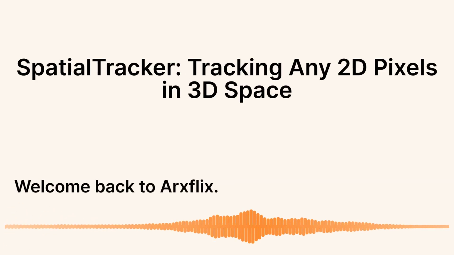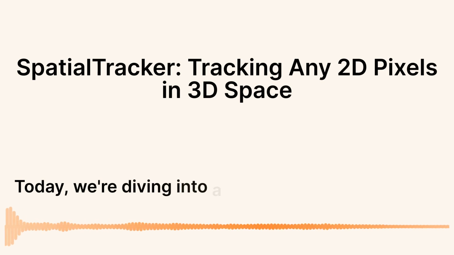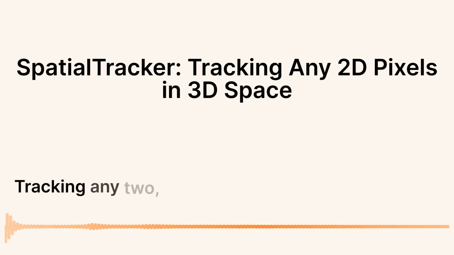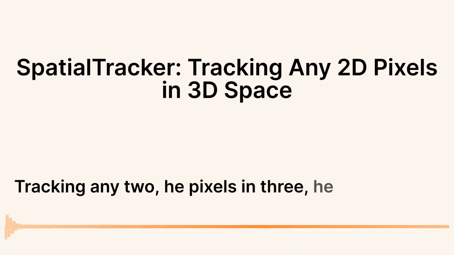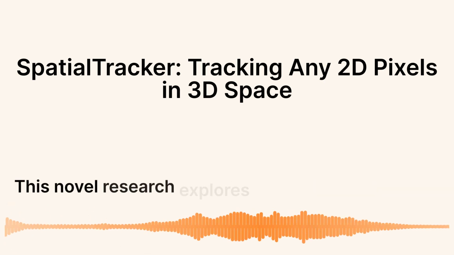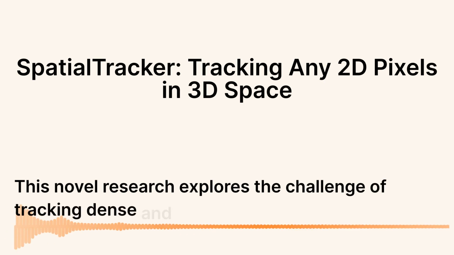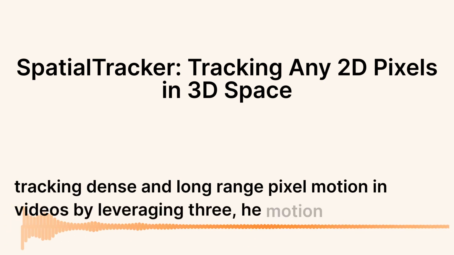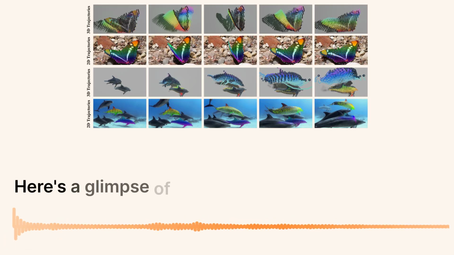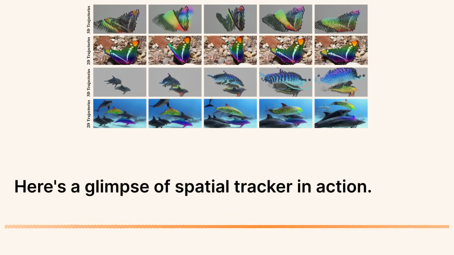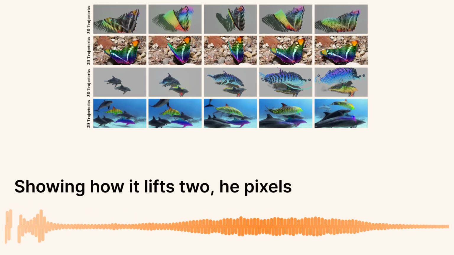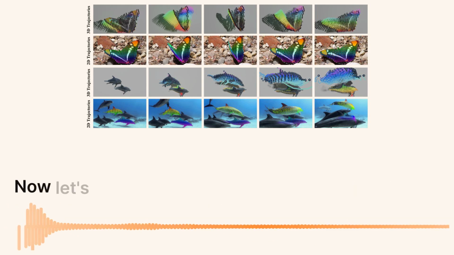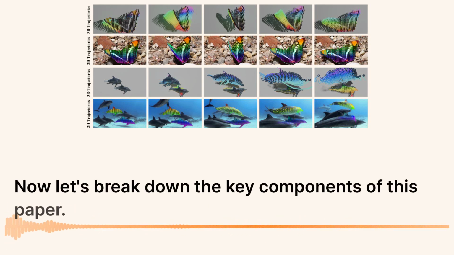Welcome back to Arxflix. Today, we're diving into a fascinating paper titled Spatial Tracker, Tracking Any 2D Pixels in 3D Space. This novel research explores the challenge of tracking dense and long-range pixel motion in videos by leveraging 3D motion estimation. Here's a glimpse of Spatial Tracker in action, showing how it lifts 2D pixels into 3D space for more accurate tracking. Now let's break down the key components of this paper.